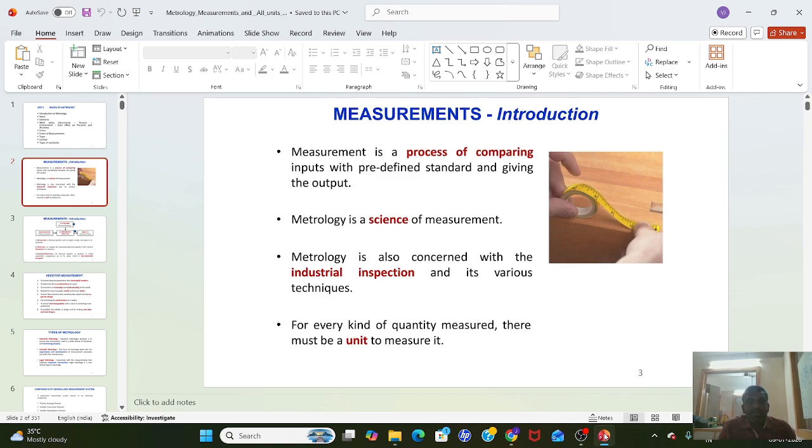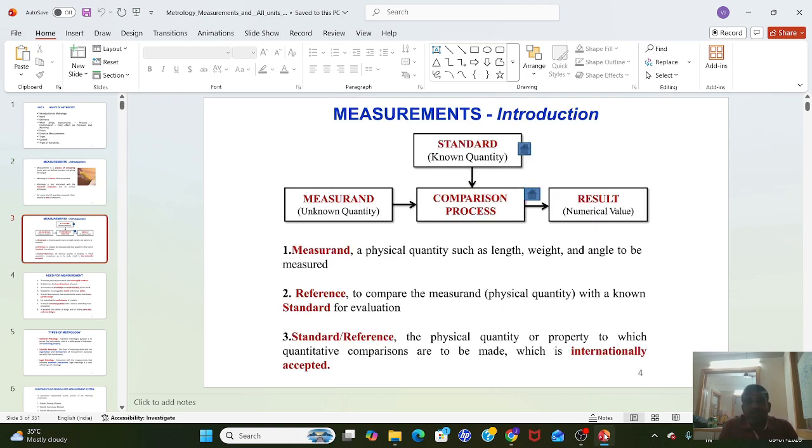And metrology is a science of measurement. It deals with the science and some of the technologies. Metrology is also concerned with industrial inspection and its various techniques. For every kind of quantity measured, there must be a unit to measure it. Some of the flowcharts in the measurements. First, we should add a standard and a measurement comparison process and research.